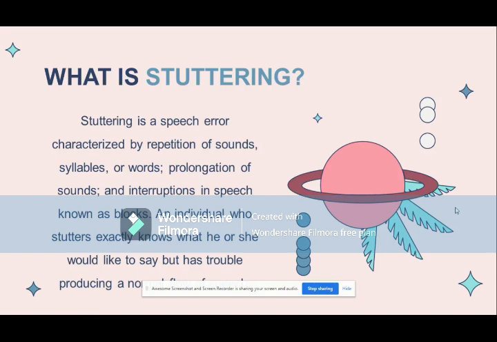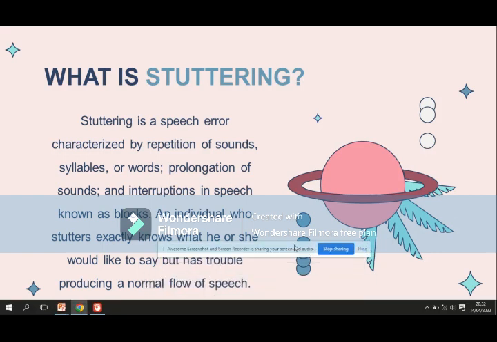Stuttering is a speech error characterized by repetition of sounds, syllables, or words, prolongation of sounds, and interruptions in speech known as blocks. An individual who stutters knows exactly what he or she would like to say but has trouble producing a normal flow of speech. This speech disruption may be accompanied by struggle behavior such as rapid eye blinks or tremors of the lips, and stuttering can make it difficult to communicate with other people, which often affects a person's quality of life and interpersonal relationships also.